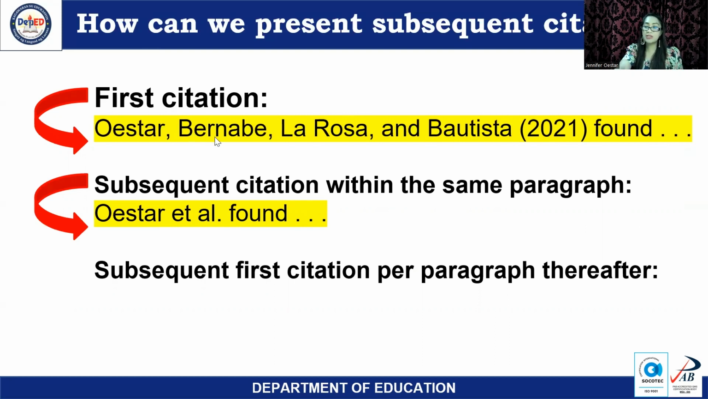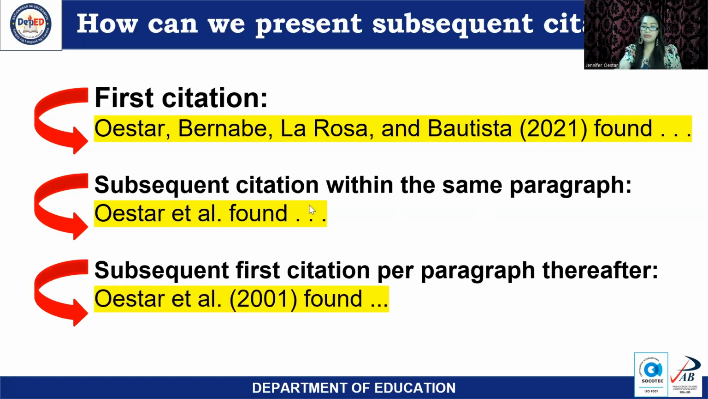Because it's a subsequent citation and there's a ruling. We only mention all the names or the surnames of the authors or co-authors on the first citation. And on the subsequent, we just write et al. And since it is in the same paragraph, I will reiterate, you will no longer repeat the year. What if there's a first citation per paragraph thereafter? So I have to repeat the findings of Ostar et al., but it's in another paragraph. That's the moment that you will include the year.